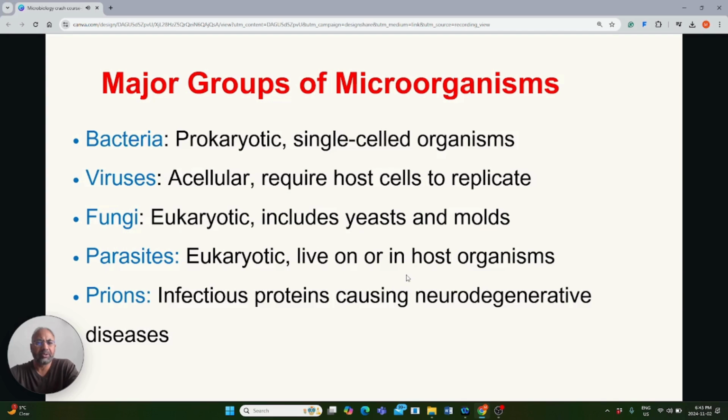And then we have the parasites. Parasites are, as the name itself indicates, they live on or in the host organisms. They do not exist independently. They have to have a host organism to survive, and they are also eukaryotic.